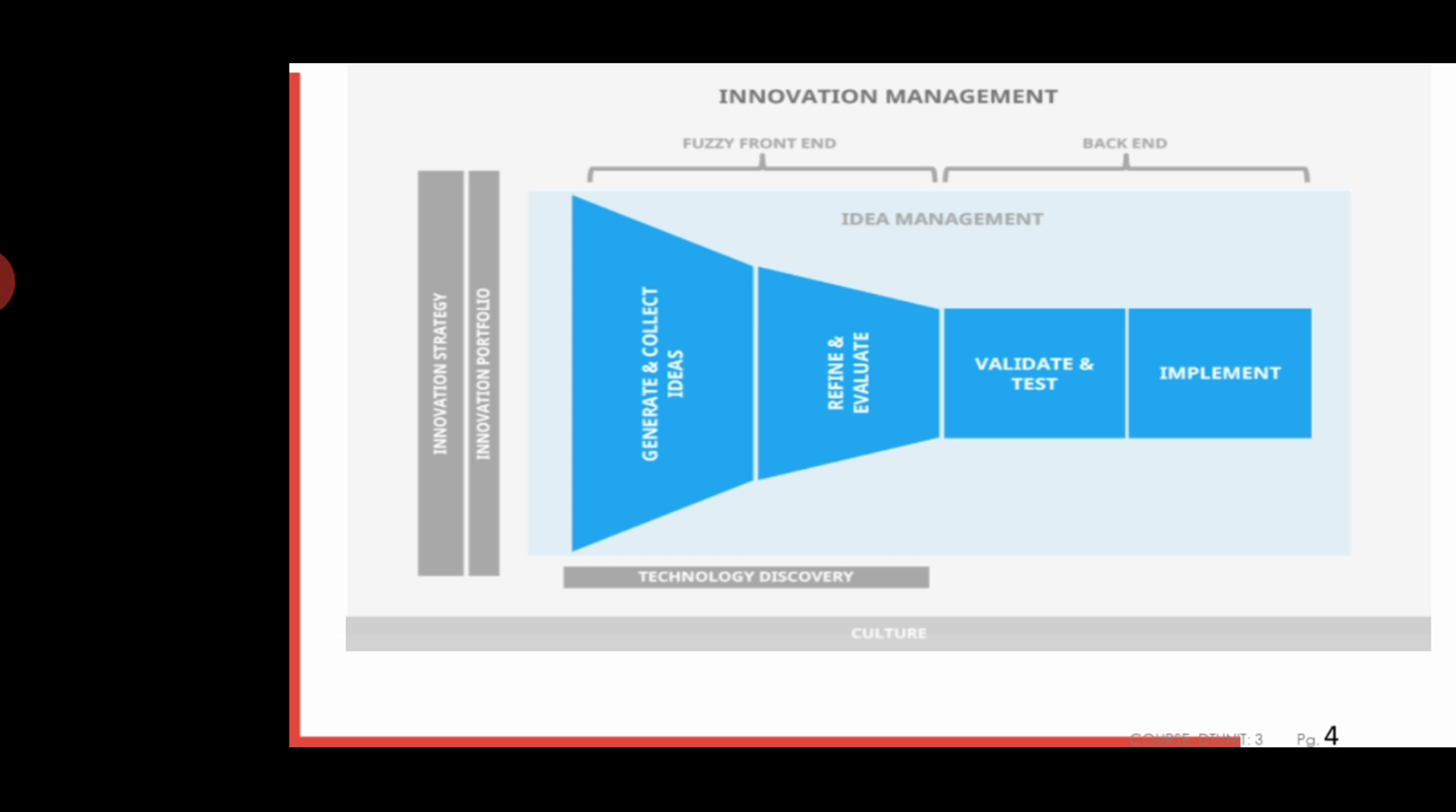And coming to the last concept, this is nothing but the back end. In this back end, we have to test the product, whether this product is validated or not, and finally we have to implement that product. Implementing means finally going for testing, to finish the product completely and see whether it is good or bad. This is the concept of innovation management.